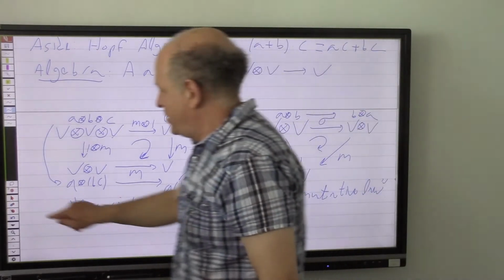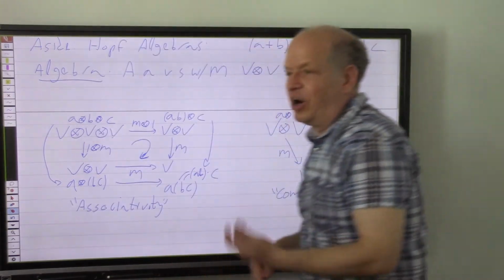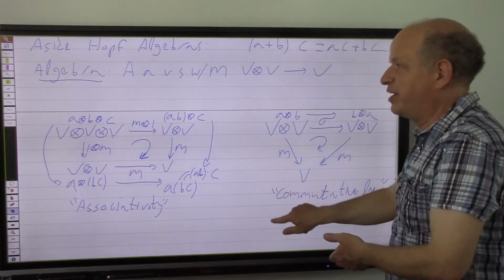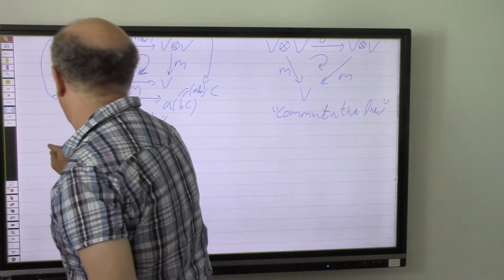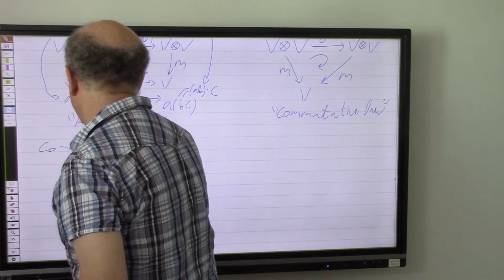Okay. Well, I'm about to tell you what a Hopf algebra is. I started with an algebra. Now I need to tell you what a coalgebra is. So what is a coalgebra?